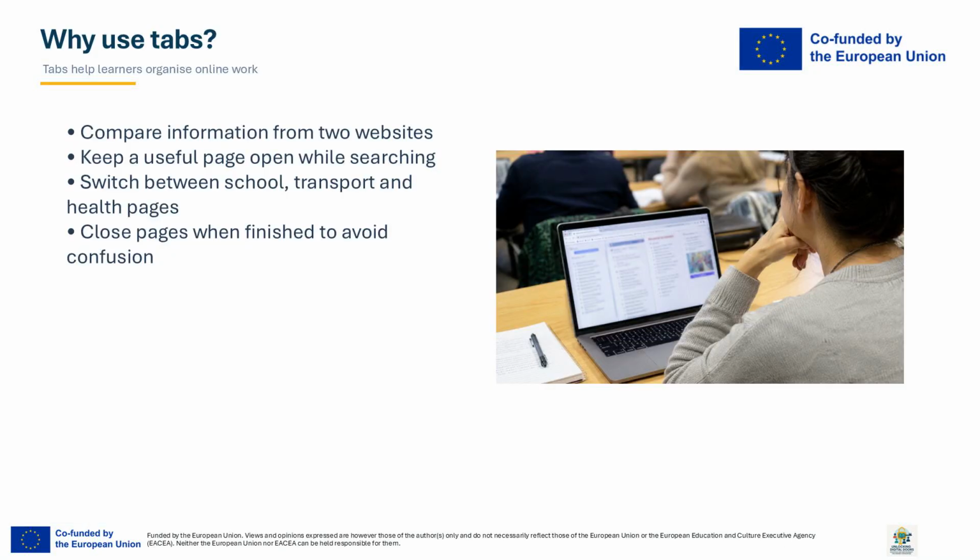Tabs help us organize our online work. We can compare information from two websites. We can keep a useful page open while continuing to search. We can switch between school, transport, and health pages. For beginner learners, tabs are especially helpful because they prevent us from losing our place. However, we should also learn to close tabs when we finish. This keeps the browser simple and easier to use.